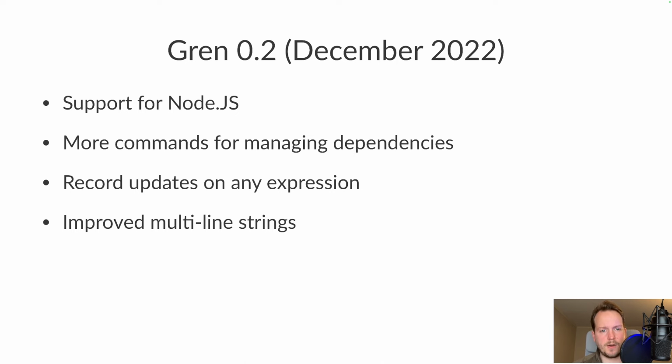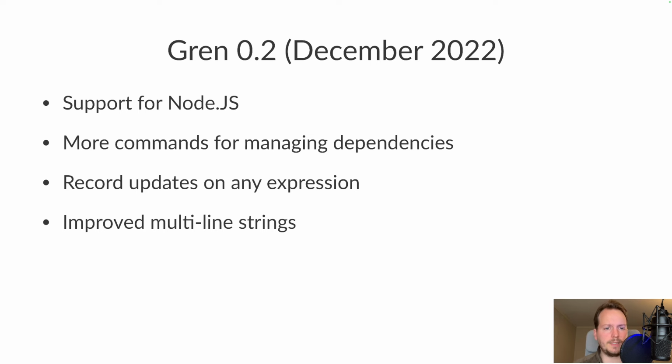So in Gren 02, you got commands for uninstalling a package from a project, for getting a list of outdated dependencies in the project, and for updating dependencies in the project. Certain error messages were also improved. So instead of getting an error message saying something is wrong here, you would get an error message saying these two packages are not compatible. Consider removing one of them or updating the other.